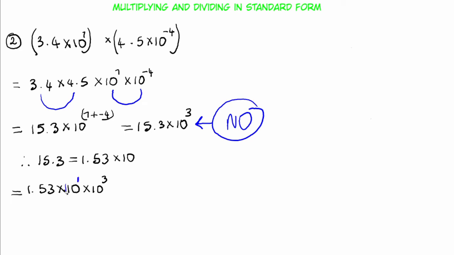So here we're multiplying 10 to the 1st power by 10 to the 3rd power. And we know we would add the indices. Let's see what we come up with. So now we have 1.53 times 10 to the 4th power. And this is definitely standard form. As such, this is your final answer. Let's look at another example.